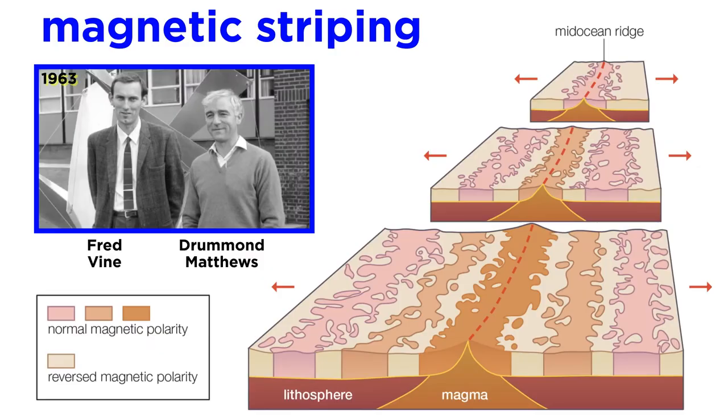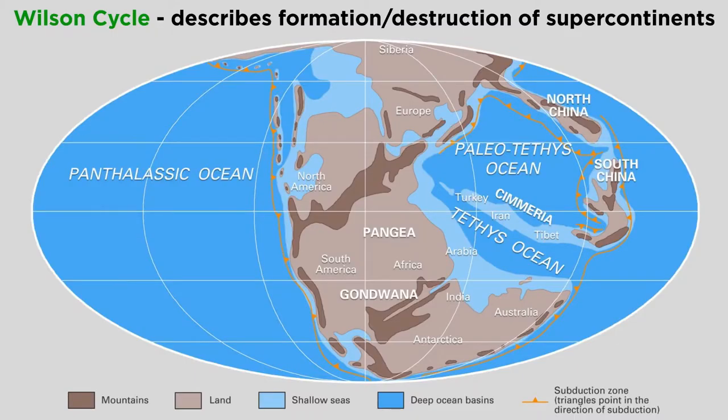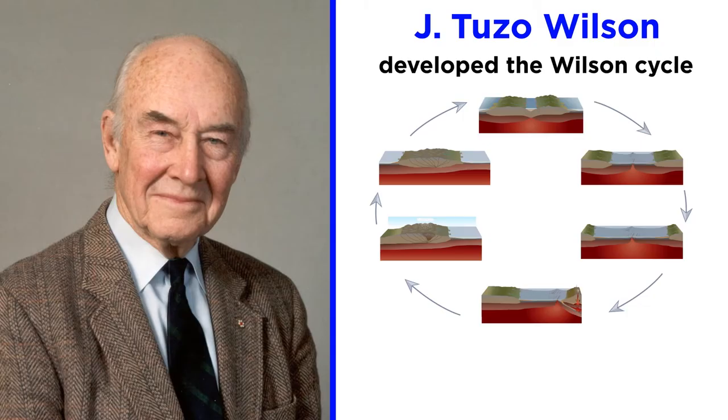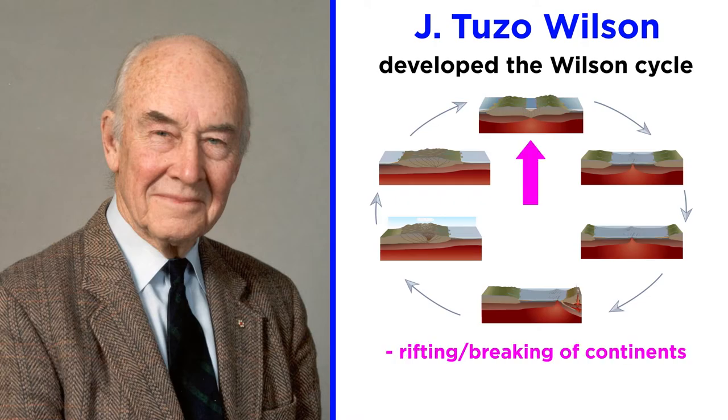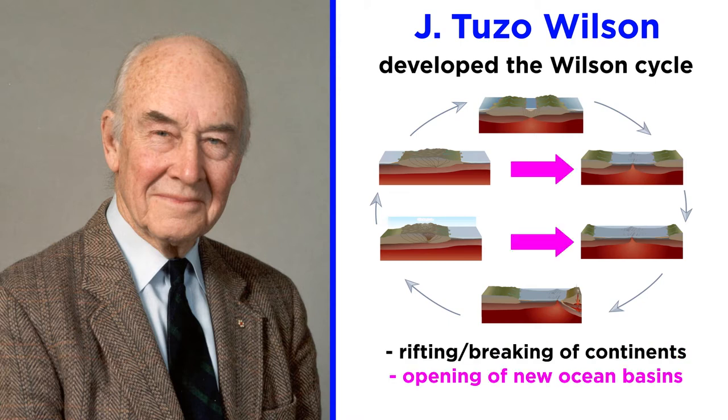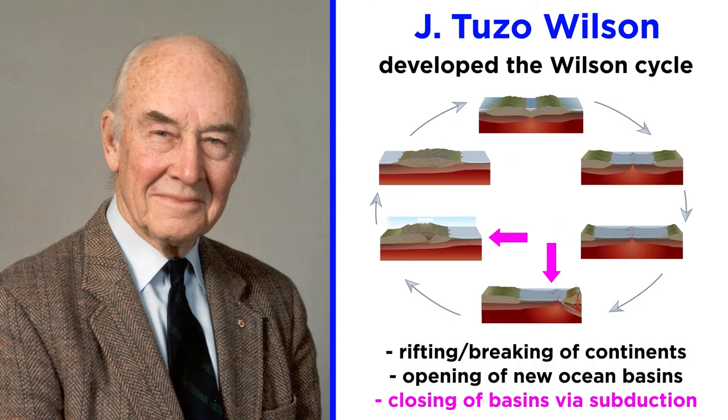In the previous tutorial, we introduced the figures involved in the early development of plate tectonics. Let's now talk about how plate tectonics has expanded into a global scale model for the formation and destruction of supercontinents called the Wilson cycle. The Wilson cycle, named for Canadian geologist J. Tuzo Wilson, describes the rifting or breaking apart of continents, the subsequent opening of new ocean basins, and the eventual closing of these basins via subduction.